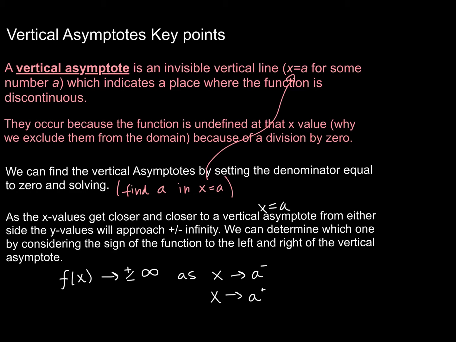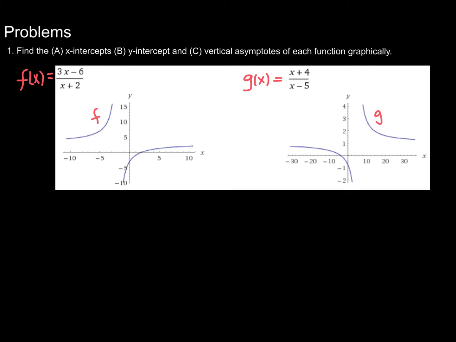Okay, let's go ahead and start applying some of this to our work with rational expressions. All right, so let's take a look at these problems here. What we want to do is find the x-intercepts, the y-intercept, and the vertical asymptotes of each of these functions graphically. So let's go through the first one together, and then you try the second one on your own.